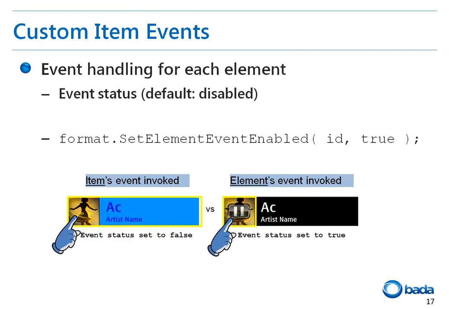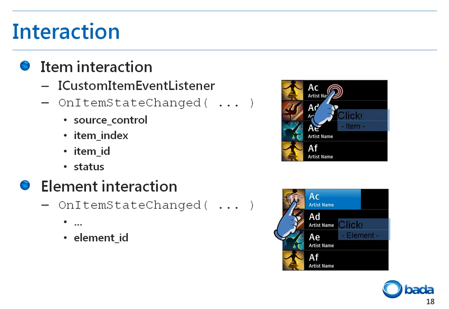To get the specific element related to each event, you have to call the setElementEventEnabled function to change the state of the element so that it can receive the event. The custom list item provides two interaction methods. The first is interaction with the entire custom item. The second is interaction with a specific element in the custom item.